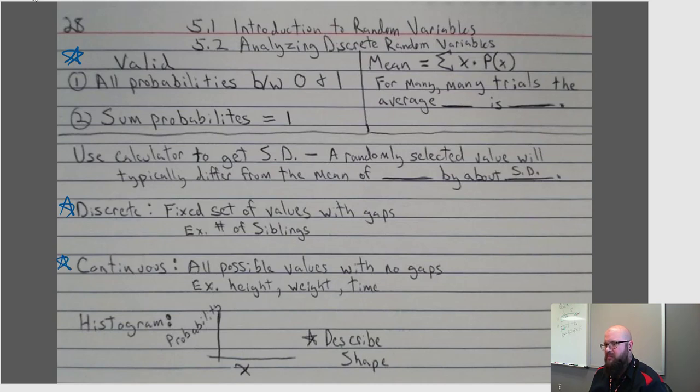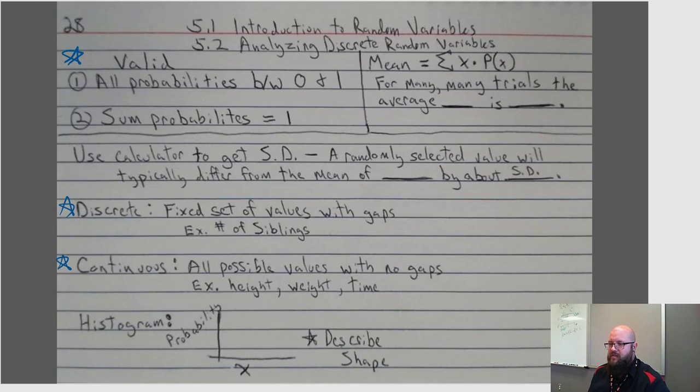As far as discrete, being a fixed set of values with gaps, for example the number of siblings, which we're going to go over here in a second, and continuous, all possible values with no gaps. So something like height: you weren't born and automatically 6 feet tall, right? You continuously grew, so it's a continuously growing value for your height. Same with your weight. And with time as well, right? Time is continuously moving, seconds are going, so everything's all connected. Therefore, no gaps, it's continuous. So we're going to talk about those.